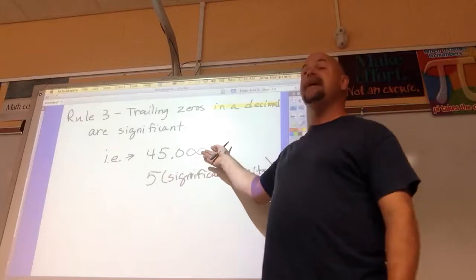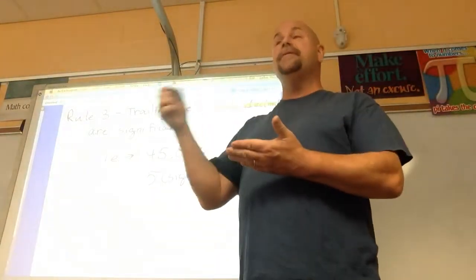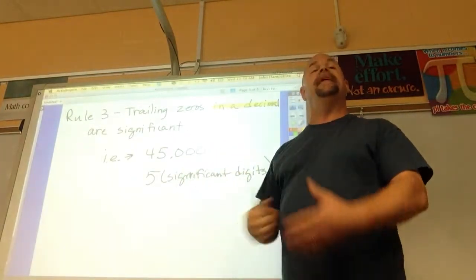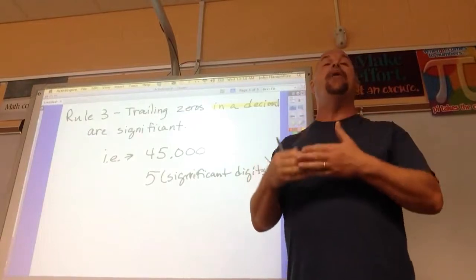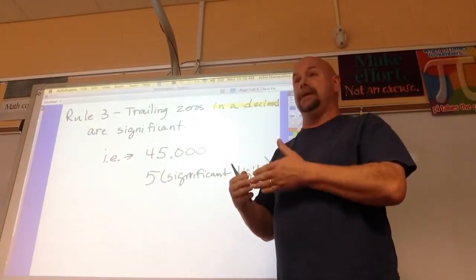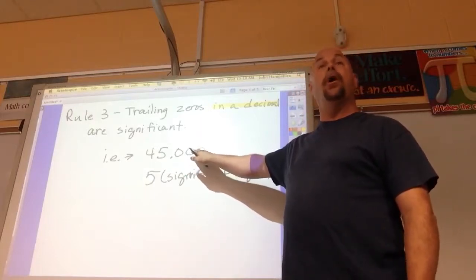This is a really good example of if a scientist were to write that number, he or she is telling other scientists, I've measured this out with a tool that's capable of measuring to the 1,000th of a unit. And therefore, it's a very precise measurement. So they are significant.